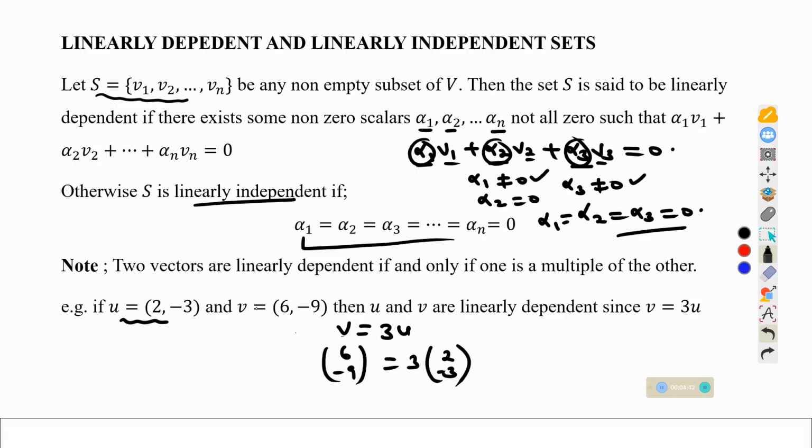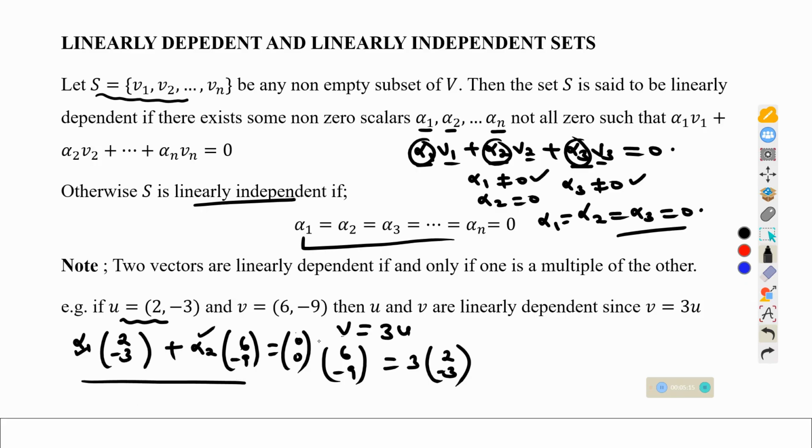When you check whether the scalars are all equal to 0, surely the scalars would not be equal to 0. For example, when you say alpha 1 times (2, -3) plus alpha 2 times (6, -9) is equal to (0, 0), you will realize that alpha 1 and alpha 2 will have values other than zero when you solve this equation. That is what it means: if one vector can be expressed in terms of the other, then they automatically become linearly dependent.